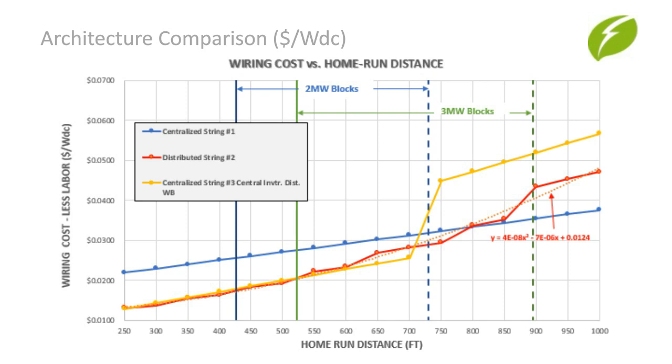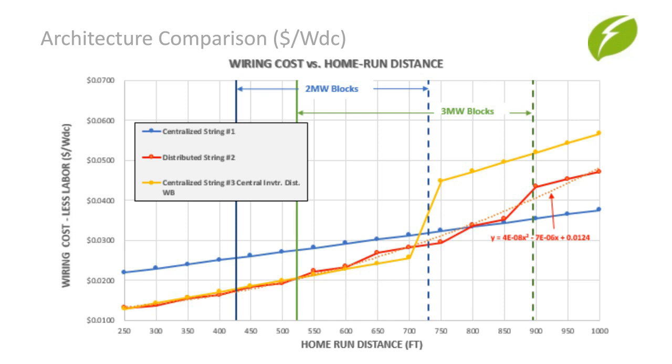Now on top of this, we added 4 vertical lines. The darker blue vertical lines represent the average minimum and maximum home run distances of a 2 megawatt block. The green vertical lines represent the average minimum and maximum home run distances for a 3 megawatt building block.